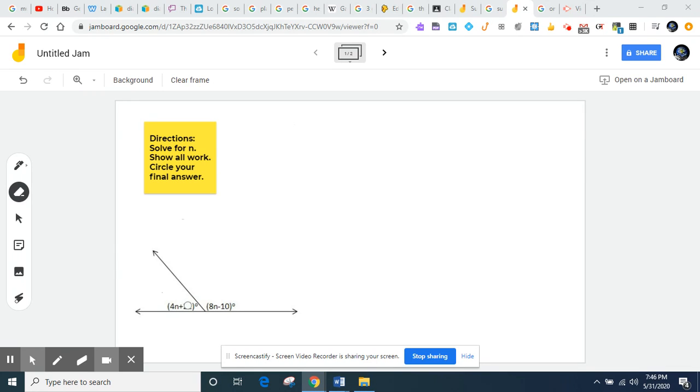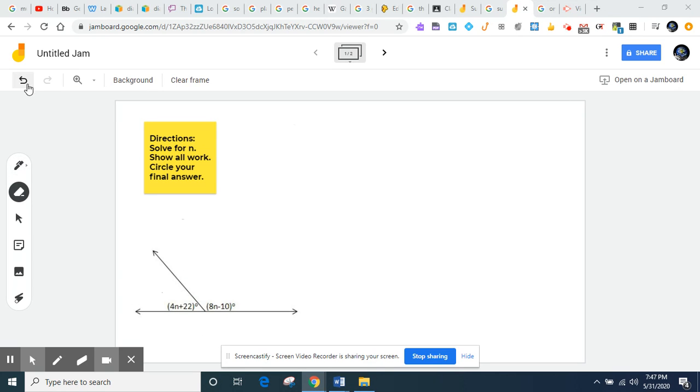Okay? So to solve for n, our first step is going to be to take these two expressions, our 4n plus 22 and our 8n minus 10, and take the sum of them. Remember, sum means just to add. So we're going to add these two expressions together and make an equation that's equal to 180. Now remember the difference between expressions and equations. An expression, like these two, does not have an equal sign. An equation, by contrast, does have an equal sign. Okay, so let's start out by doing that first.